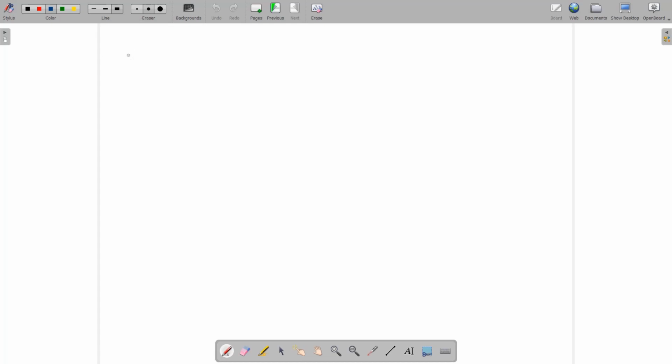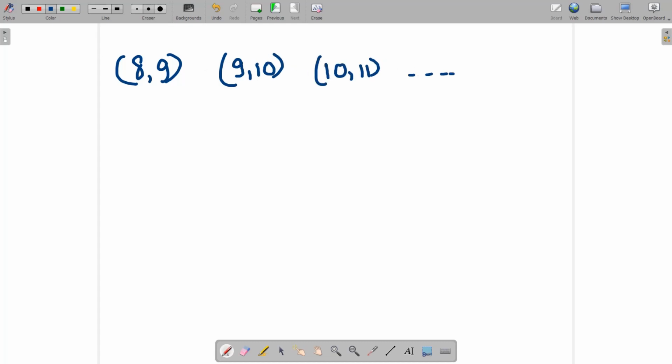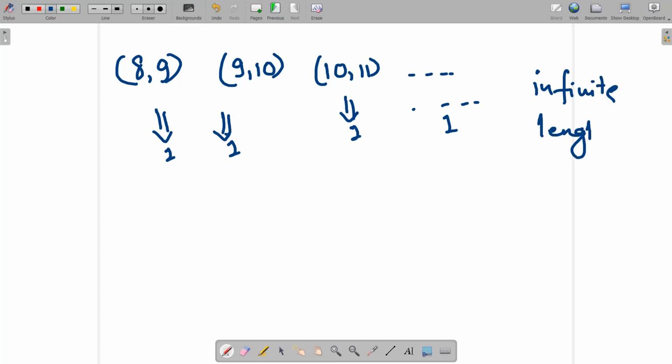Suppose the pair is going to be consecutive. Suppose the element is going to be 8, 9, for a particular test case. The next pair is going to be 9, 10. Then the next pair is going to be 10, 11, and so on. You can see GCD is going to be 1, GCD is going to be 1, and it goes on something like this. All the pairs have GCD 1. So in this case, we are going to have the infinite length of the chain.